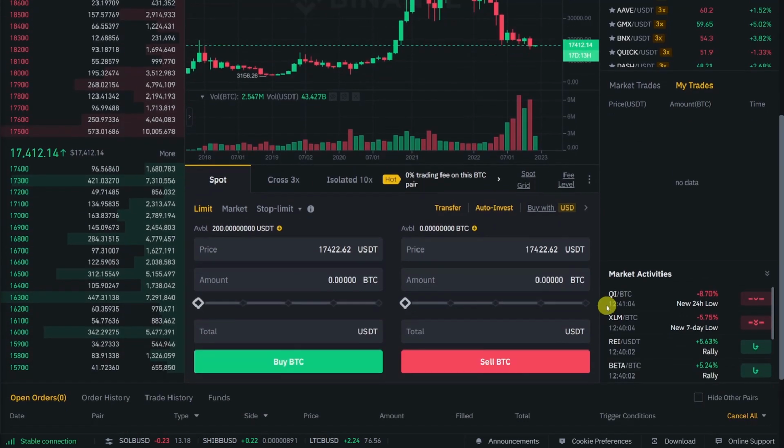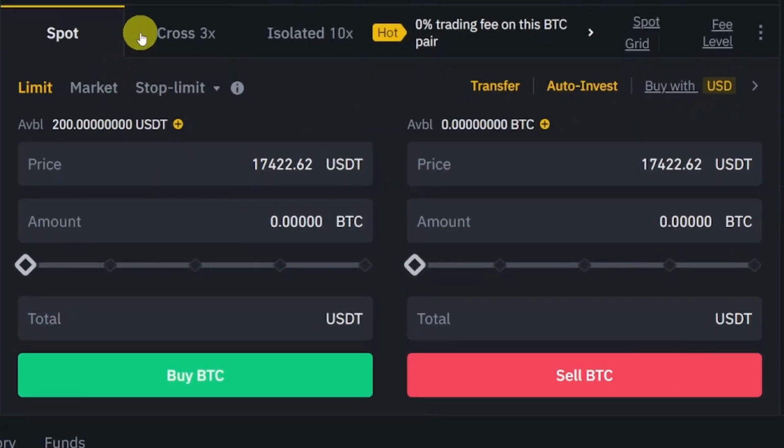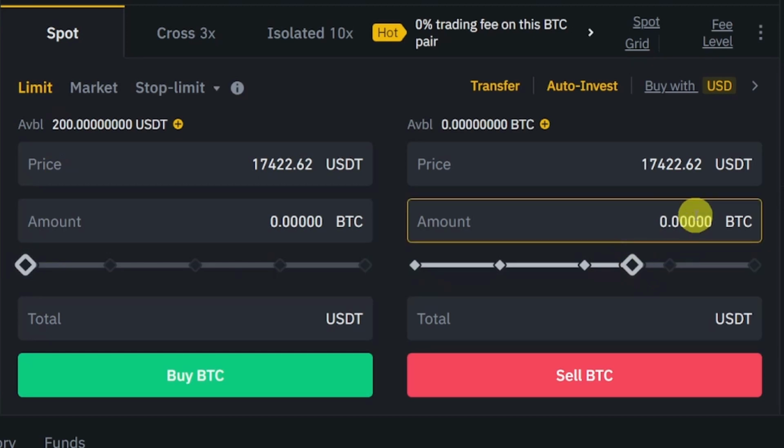Now, this section in the lower middle is the order form. These two tabs are for margin trading, but we're sticking to spot for now. There are two sides here, the buy side and the sell side. As you may remember, on the spot you can only sell that which you already have. So here I can buy BTC with the USDTs that I already have, but I cannot sell any BTCs because I simply don't have any available at the moment.